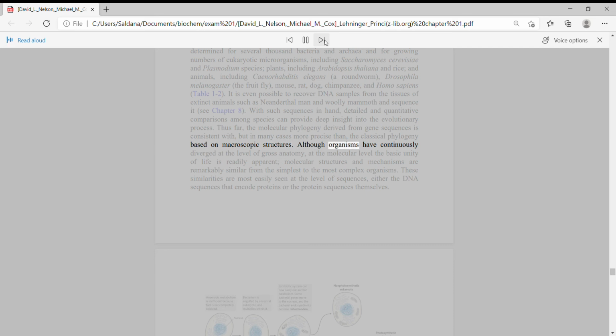Although organisms have continuously diverged at the level of gross anatomy, at the molecular level the basic unity of life is readily apparent. Molecular structures and mechanisms are remarkably similar from the simplest to the most complex organisms. These similarities are most easily seen at the level of sequences, either the DNA sequences that encode proteins or the protein sequences themselves.